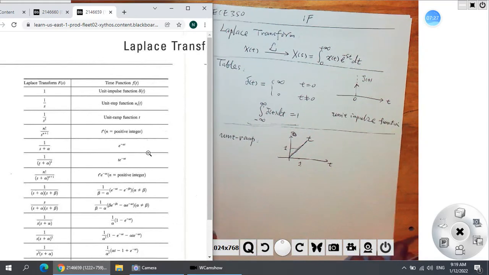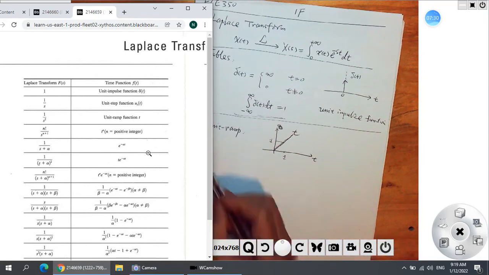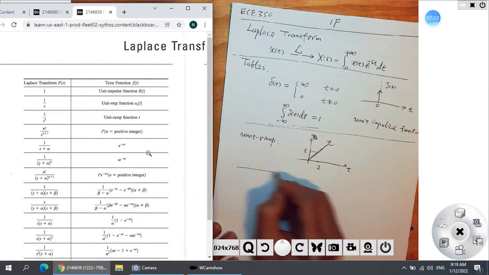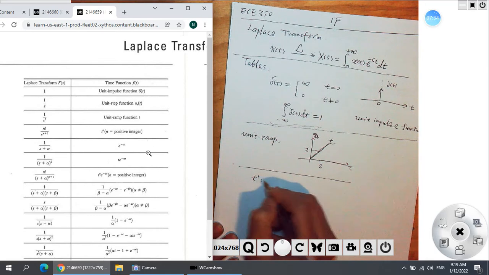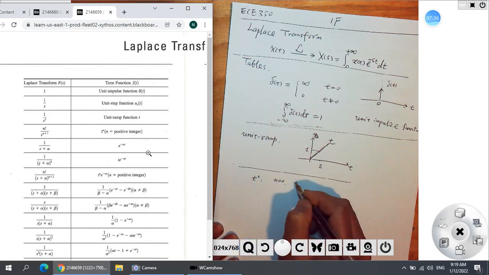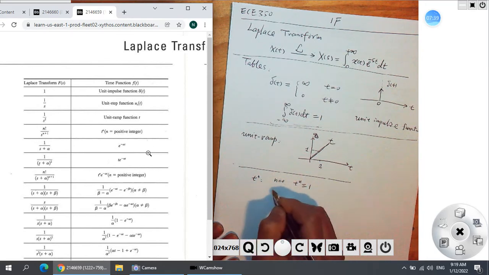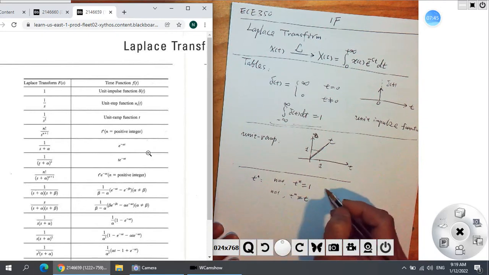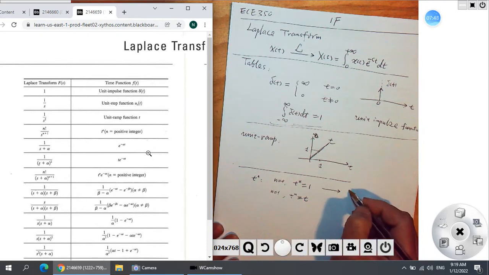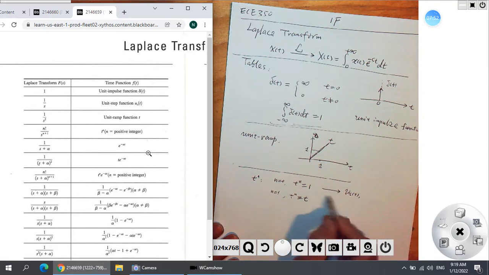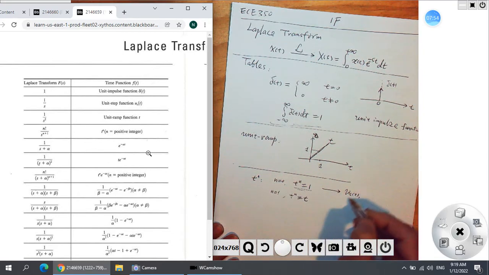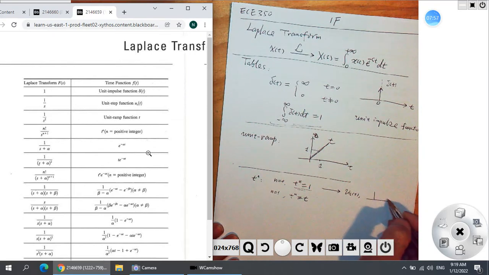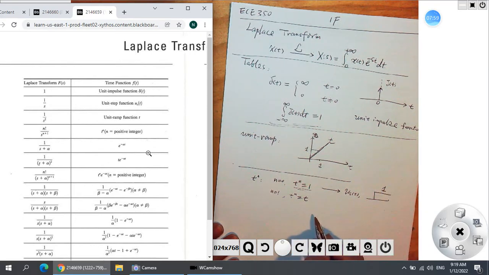First, the zeroth order. Let me write here: t to the n with n equal to 0, t to the 0 is just 1. For n equal to 1, t to the 1 is t. So in this case, this is just the unit step function u_s(t), which is 1. Yeah, they are the same.